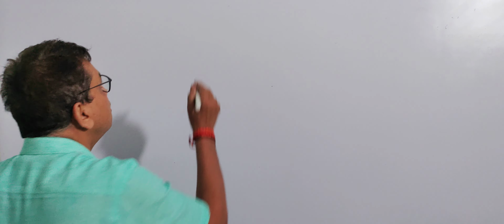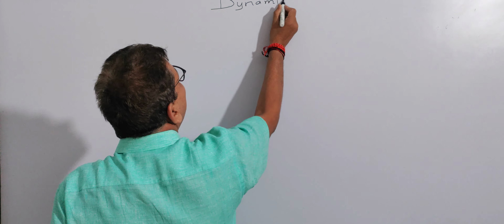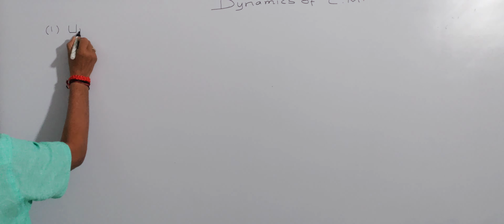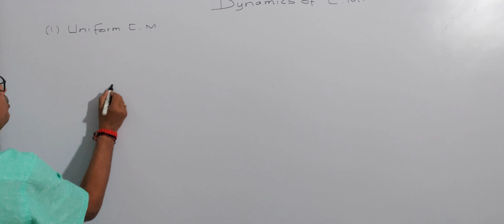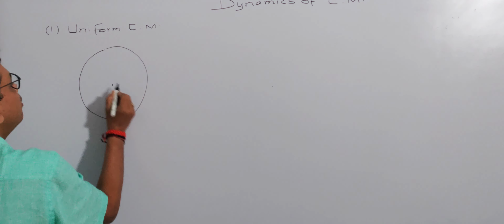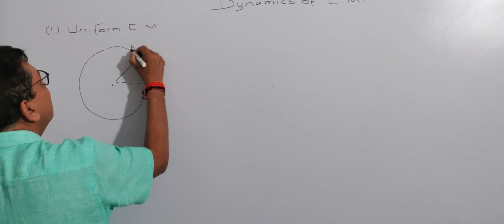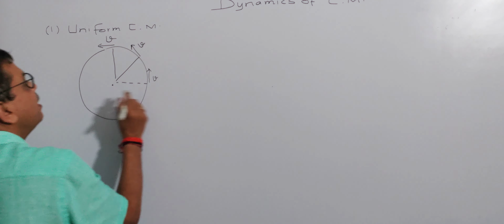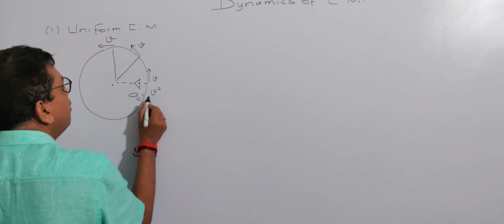Now in the dynamics of circular motion, if the object is moving with constant speed, that is in uniform circular motion, the speed of the object remains constant, v. Since the speed is constant, everywhere it is subjected to a centripetal acceleration a_c that is equal to v square by r.